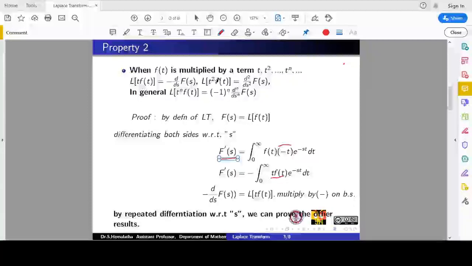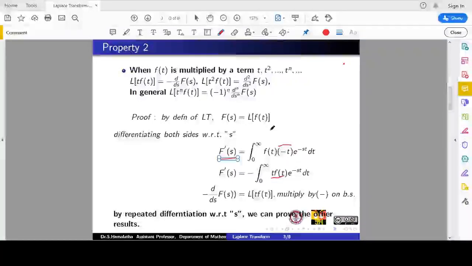Okay, when it is t square, you can do the same thing one more time. You can differentiate with respect to s again. Then minus into minus gives a plus, so we don't have a negative here, and the differentiation is done twice. So the general statement for the t power n multiple is minus 1 power n. When n is 1, it will be negative, and when n is 2, it will be positive. In other words, when there is an odd number of differentiations, you will get a negative, and with an even number of differentiations, it will be positive.